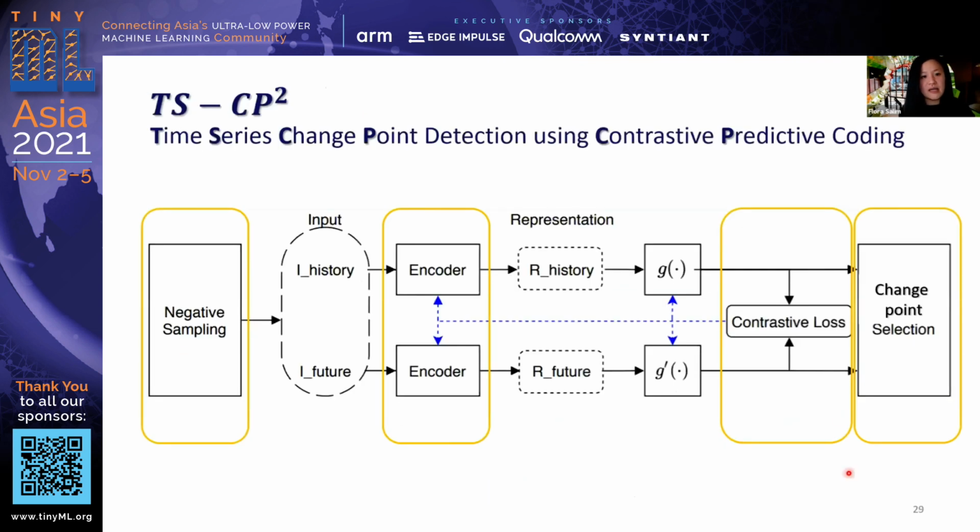So this is basically the architecture, and several key contributions in our work are that we use negative sampling, and then we have this parallel encoder representation where we learn the history and the future representation, and we compute the contrastive loss, and based on that we select the change points.